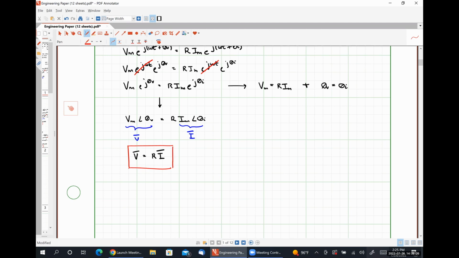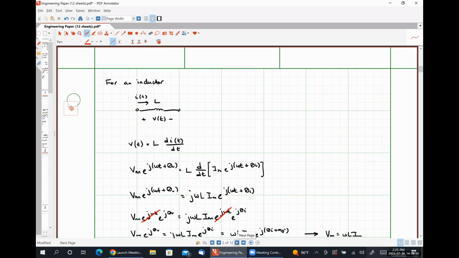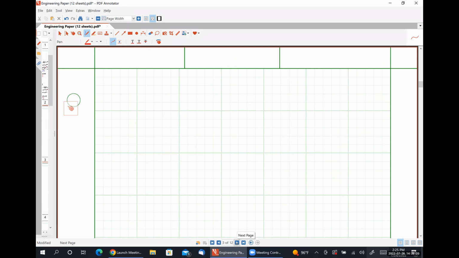So we are almost through laying down the fundamental groundwork for circuit analysis in the frequency domain. The last thing that we need to do is introduce the concept of impedance. So impedance is the frequency domain equivalent of resistance. Okay, so let me explain what I mean by that.